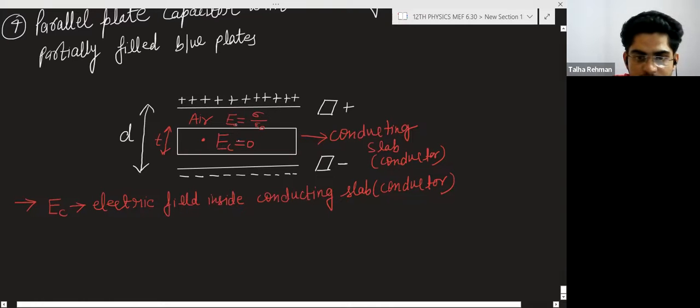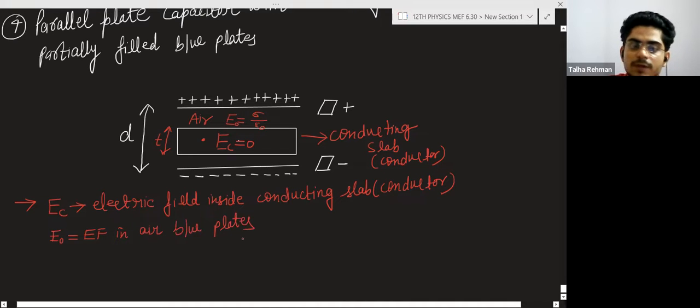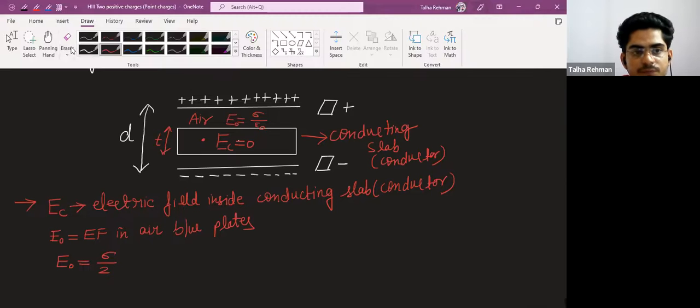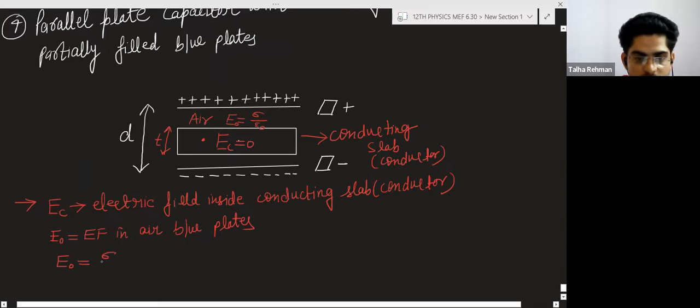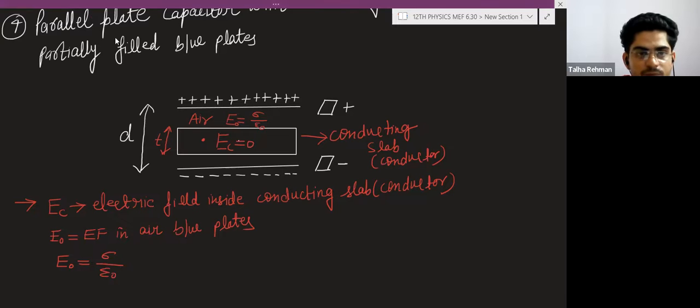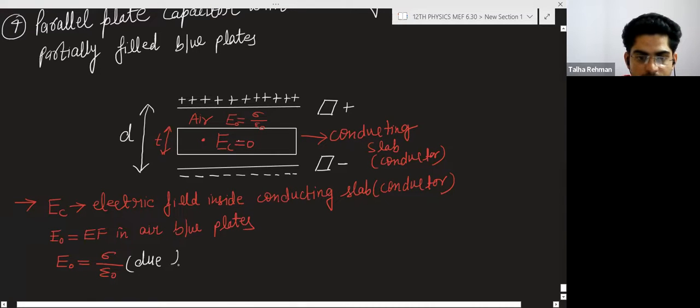And E naught, I am representing this E naught. E naught is represented by electric field in air between plates. And this E naught is equal to, due to both the plates, not 2 epsilon naught, sigma by epsilon naught, you can say here, due to both the plates.